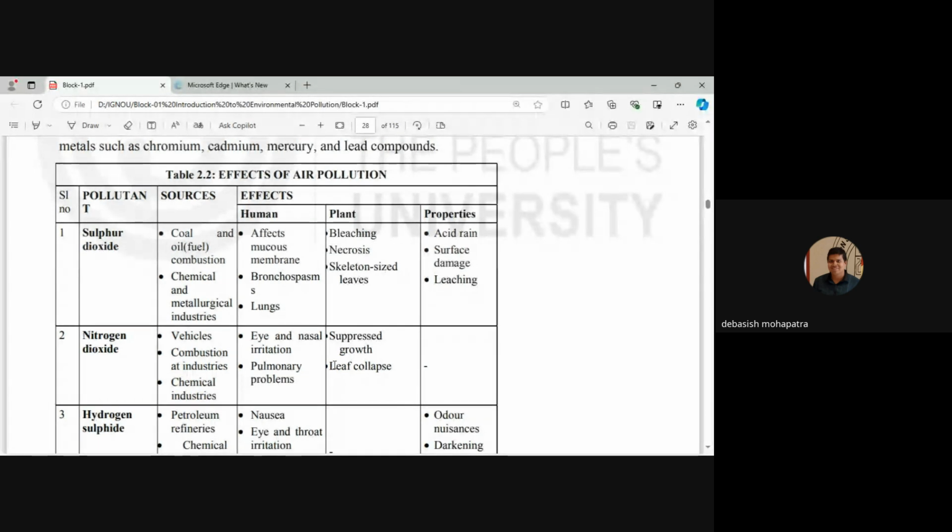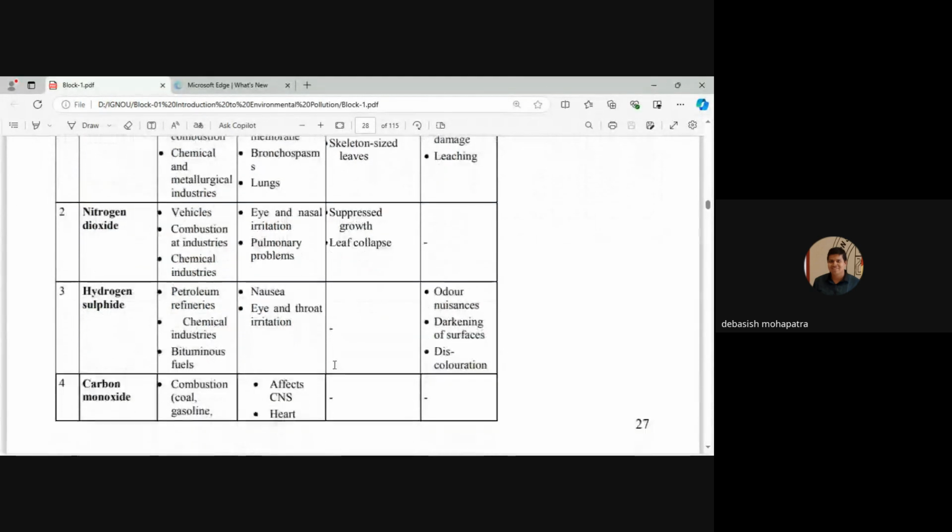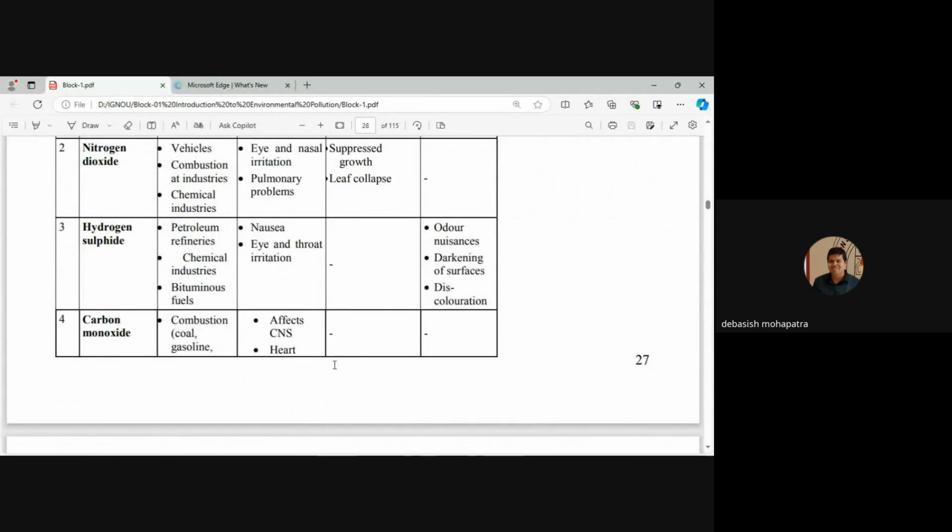Then nitrogen dioxide: vehicles, combustion in industries and chemical industries. The effects are eye and nasal irritation, pulmonary problems, and in plants, suppressed growth and leaf collapse. Then hydrogen sulfide mainly comes from petrol refineries, chemical industries, bituminous fuels, and causes nausea, eye and throat irritation, odor, darkening of surface and discoloration.